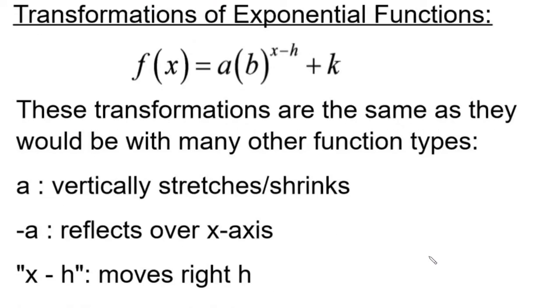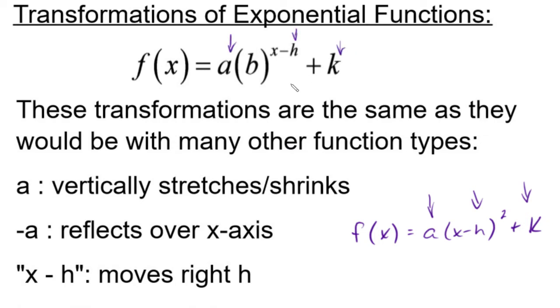Transformations of exponential functions. Now, if you remember, back at the quadratics, we did this. We had this formula. We had A, H, and K. They're going to do exactly the same thing. So A, in the quadratic, would vertically stretch the graph, or it would reflect it over the x-axis if it was negative. It's going to happen the same exact way here.